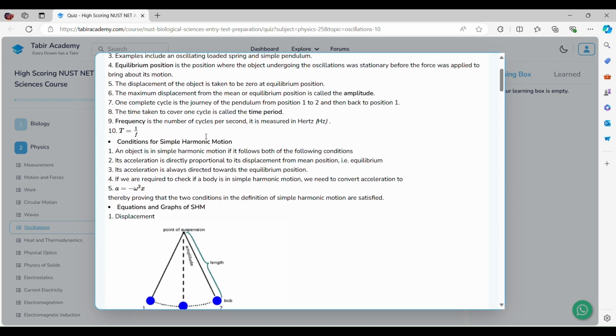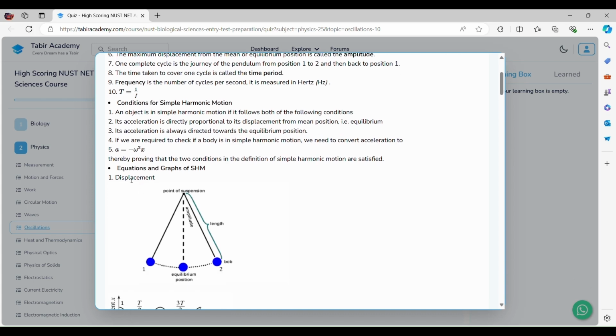Conditions for simple harmonic motion. अगर ये दोनों conditions होती हैं तो एक object simple harmonic motion में होते हैं. अगर उसकी जो acceleration है उसकी displacement from mean position से directly proportional है, और दूसरा उसकी एक्सेलरेशन हमेशा इक्विलिब्रियम पोजीशन की तरफ ही डायरेक्टेड होनी चाहिए. अगर हमने चेक करना है कि एक बॉडी सिंपल हार्मोनिक मोशन में है या नहीं, हम एक्सेलरेशन को इसमें देखते हैं: a equals to minus omega square x.